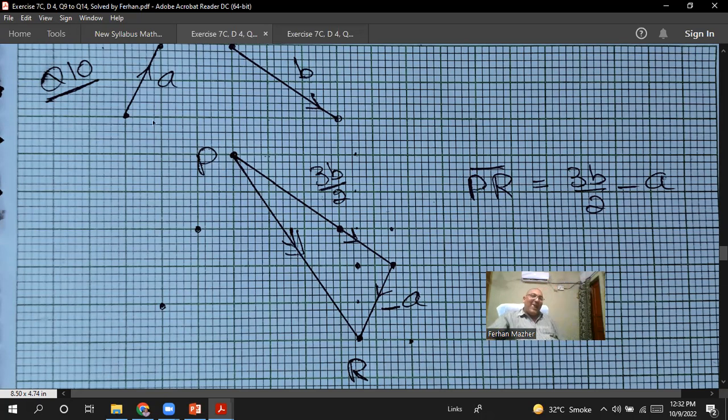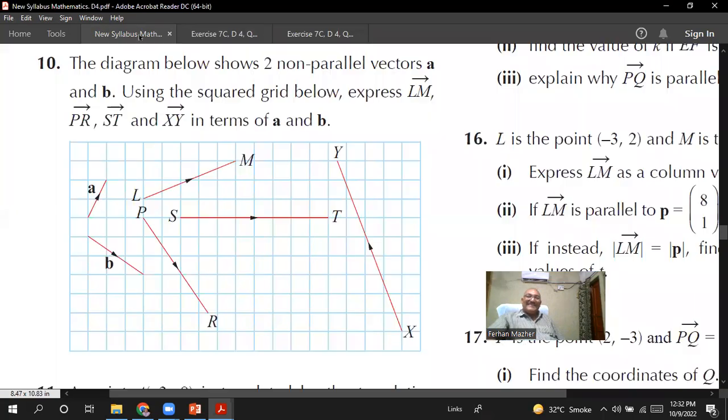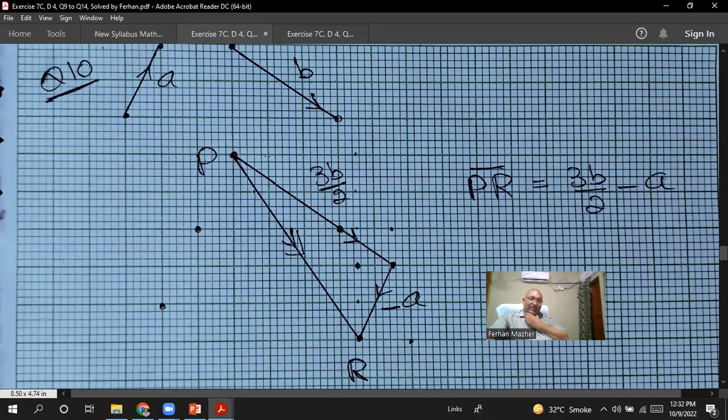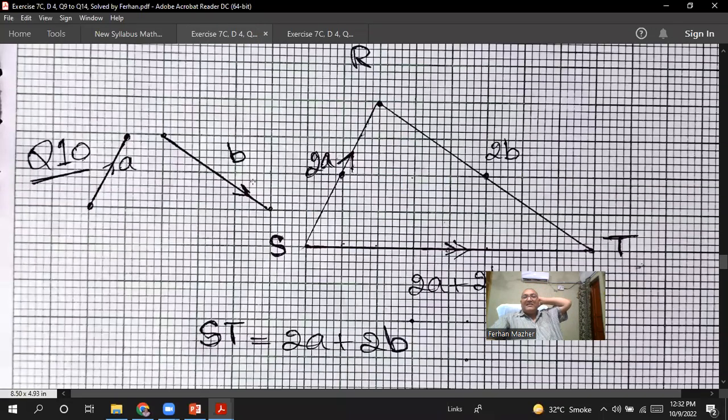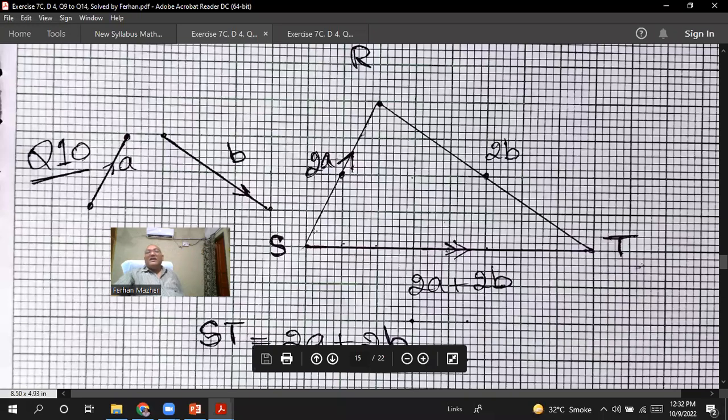Very tricky, not easy. Okay, then they want me to represent ST. ST is 1, 2, 3, 4, 5, 6, 7, 8. 8 steps to the right. Okay, so that is ST. Now you can see the ST showing up on your screen. 8 steps, 1, 2, 3, 4, 5, 6, 7, 8.